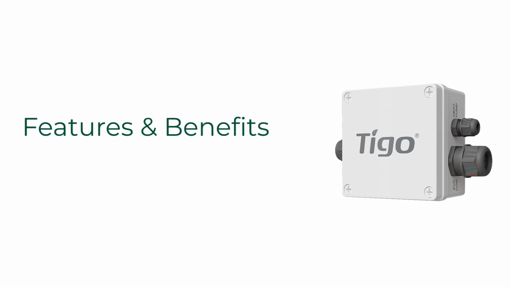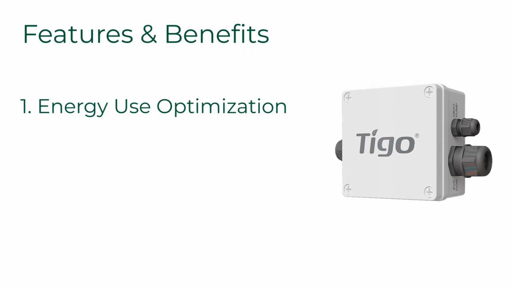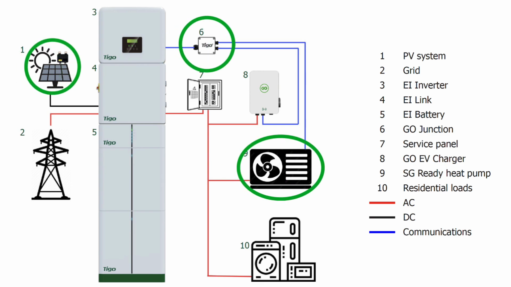The Junction's four main operational features ultimately provide four main benefits when used in the Tigo EI solution. First is energy use optimization. The Junction prioritizes using solar-generated electricity to power the heat pump during the day. This reduces reliance on grid electricity and takes full advantage of solar production.